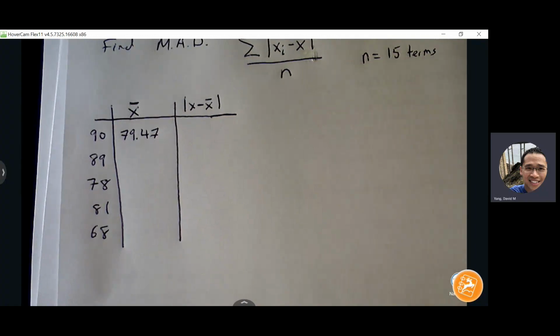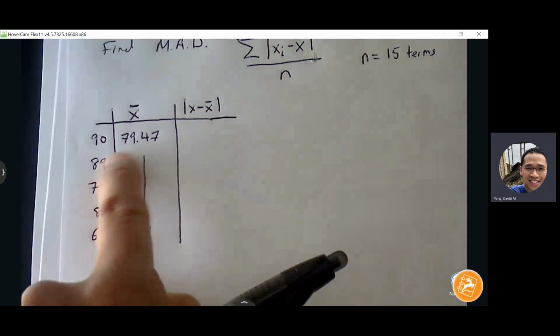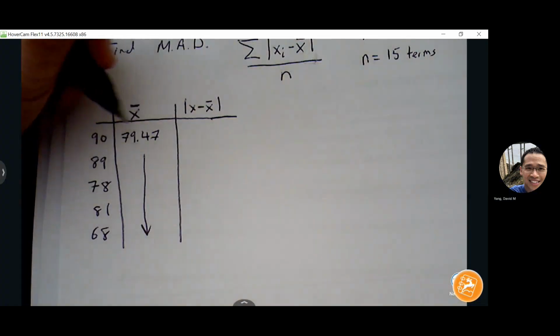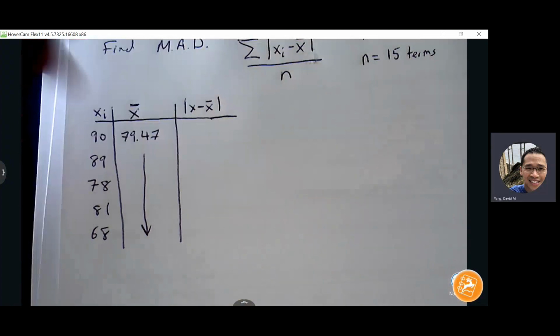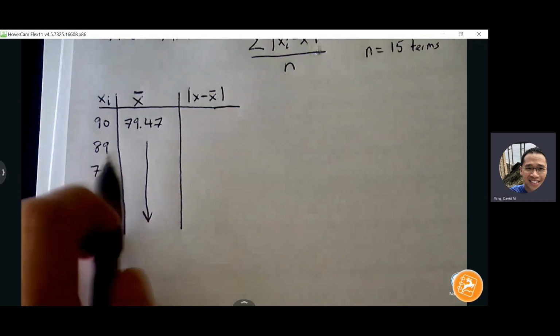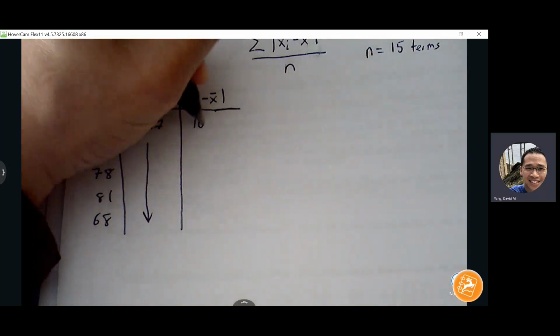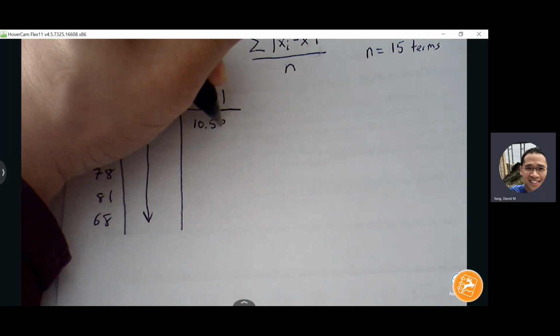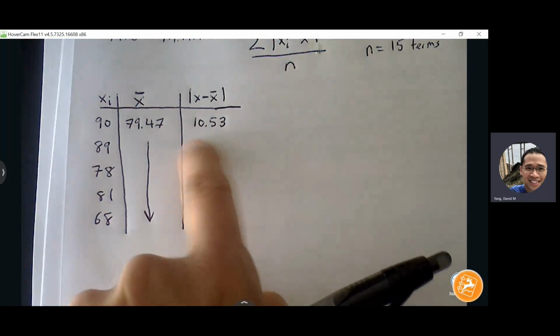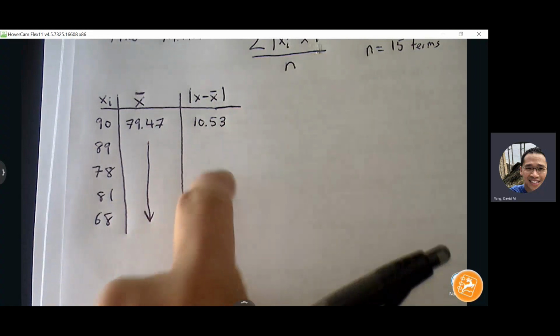Okay, so let me show you how this works, and then you guys can do it. So we're going to subtract these two numbers. These are my individual terms. And then we're going to subtract. So 90 minus 79.47. And whatever number we get, we're always going to take the positive of that number. So if a negative shows up, just force it positive. So 89 minus 79.47.